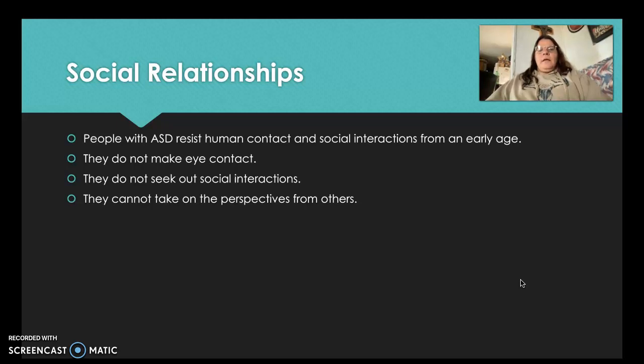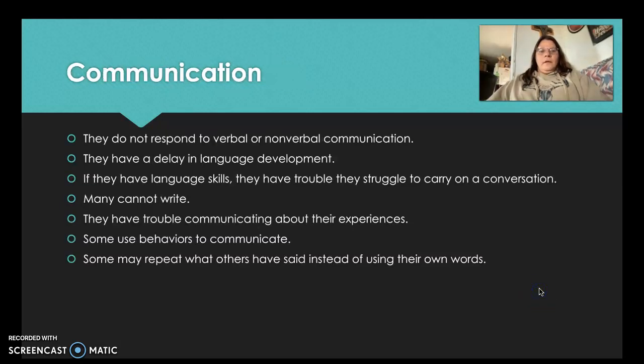They cannot take on perspectives from others when they're working in a group or doing an assignment together. One person may have one perspective on what needs to be done, and the person with autism can decide that they have one way and that's the way it needs to be. Communication with these students can be very difficult.